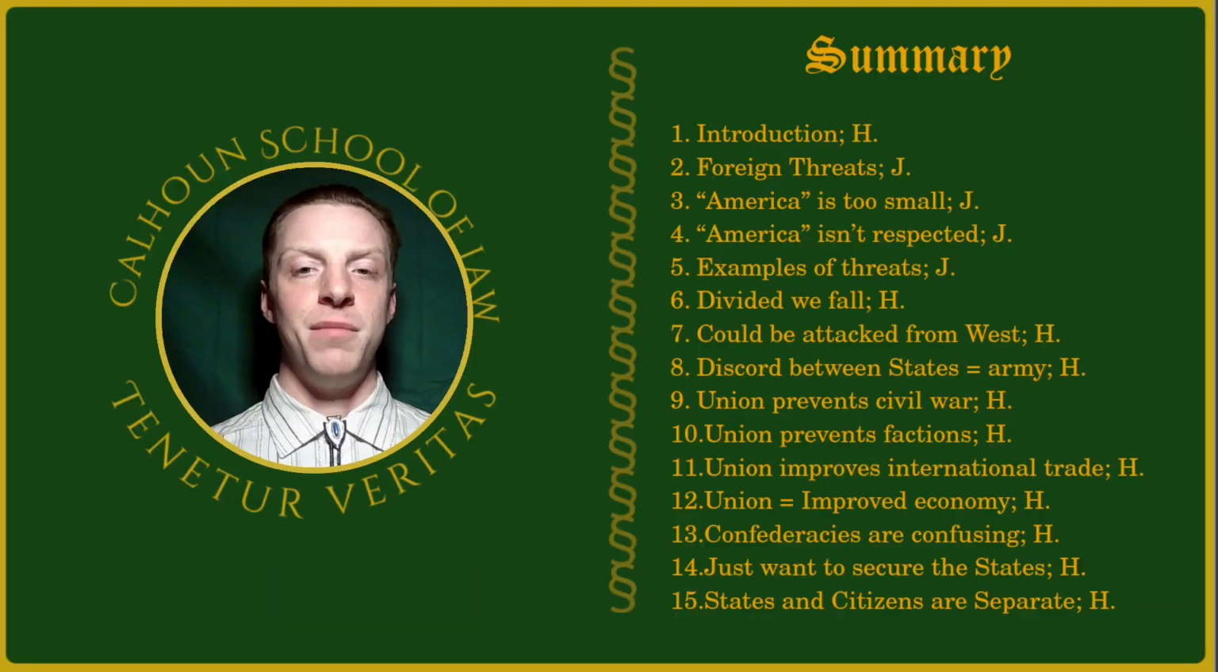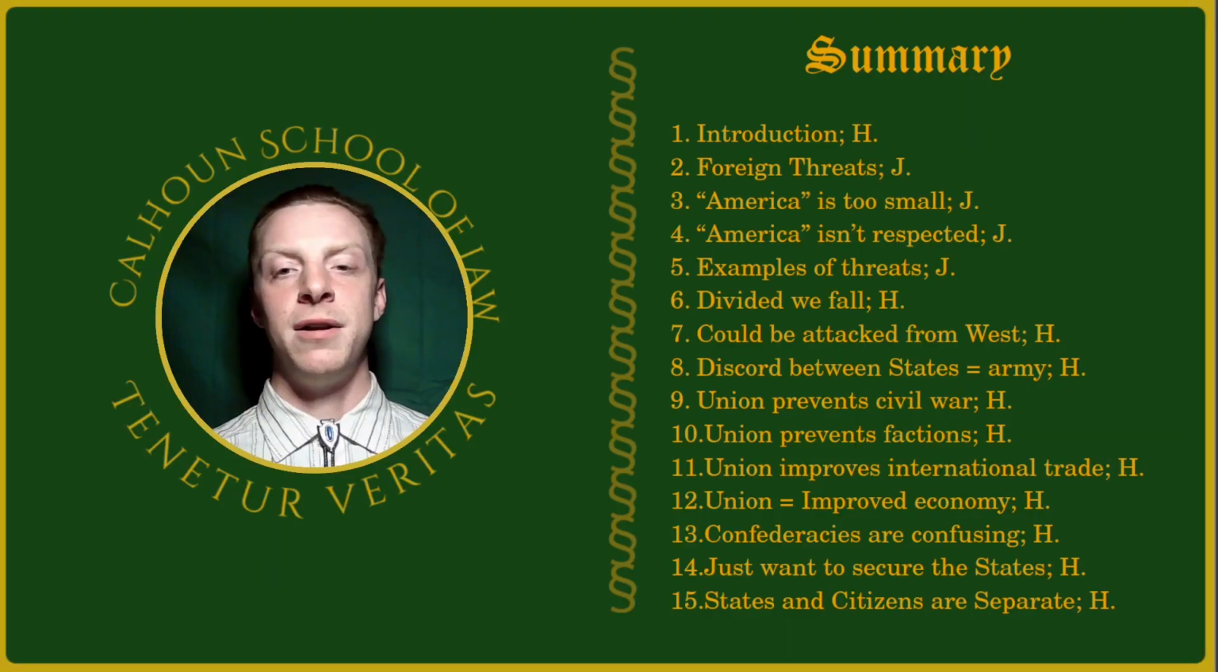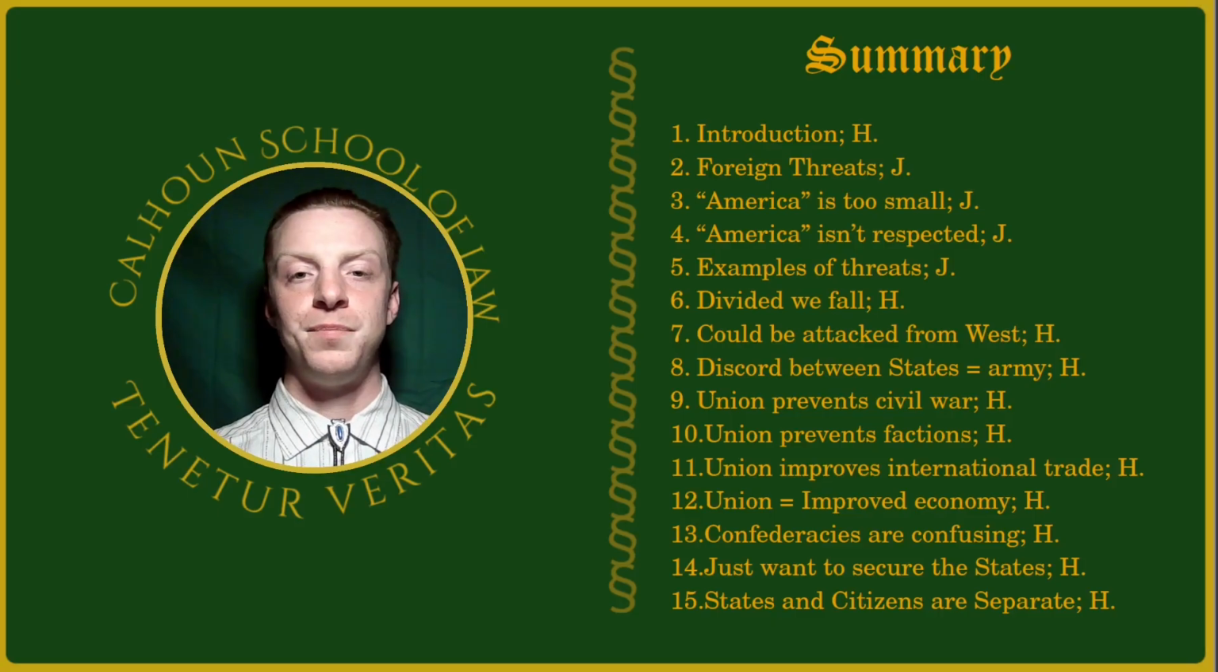Number 4, again written by Mr. John Jay, America isn't respected, continuing on what he was arguing in number 3. Number 5, also written by John Jay, he provides examples of the threats: threats from Great Britain, threats from Ireland, threats from the Asian countries, and so on.